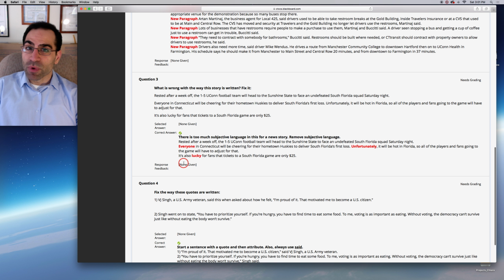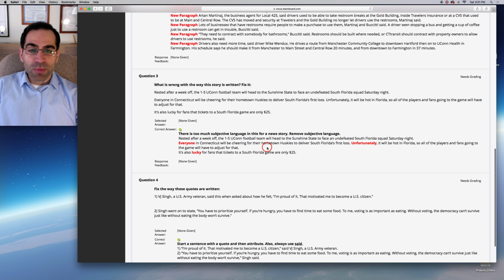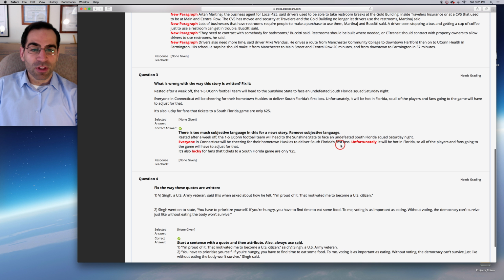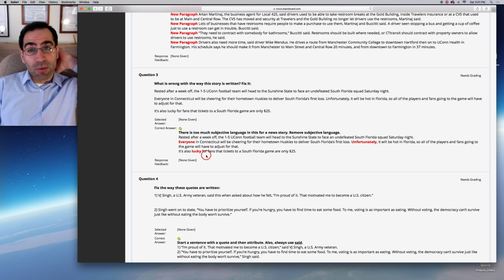Here's now where we get to real specific, egregious subjective language. Everyone in Connecticut will be cheering for their hometown Huskies to deliver South Florida's first loss. Well, I know this is not true because I won't be, right? Everyone in Connecticut will be cheering. No, not everybody in Connecticut. You can't guarantee to me that everyone will, and I know you're wrong if you say that because I won't be cheering. So you can't be putting that kind of language out there.